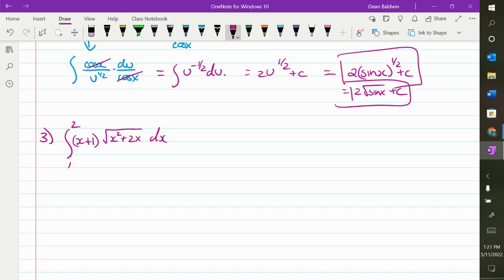Okay. What's u going to be? x squared plus 2x. One that looks like the derivative becomes that stuff. Exactly. We can yank a little 2 out of this too. It's just like the quiz. And then we solve for dx.